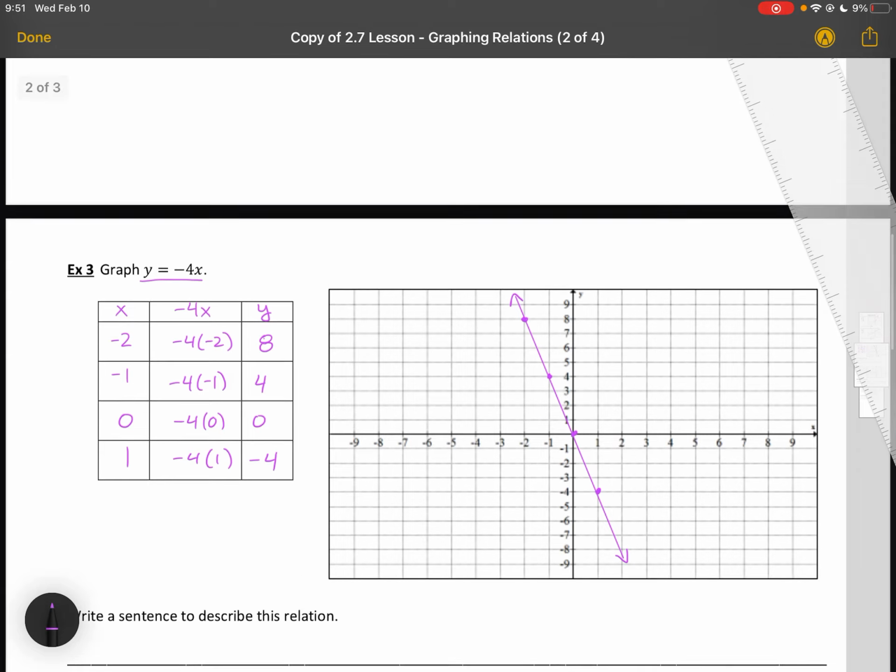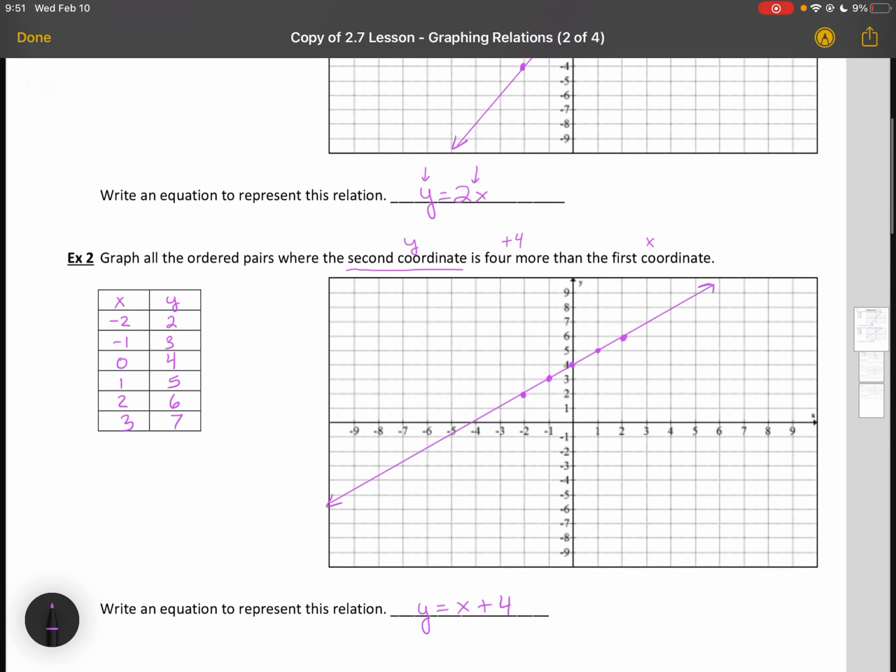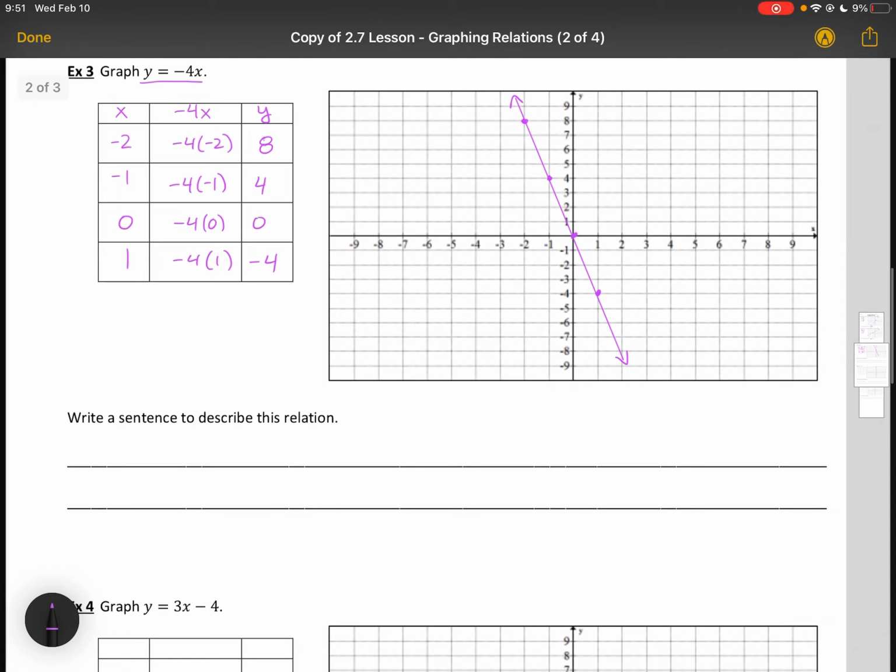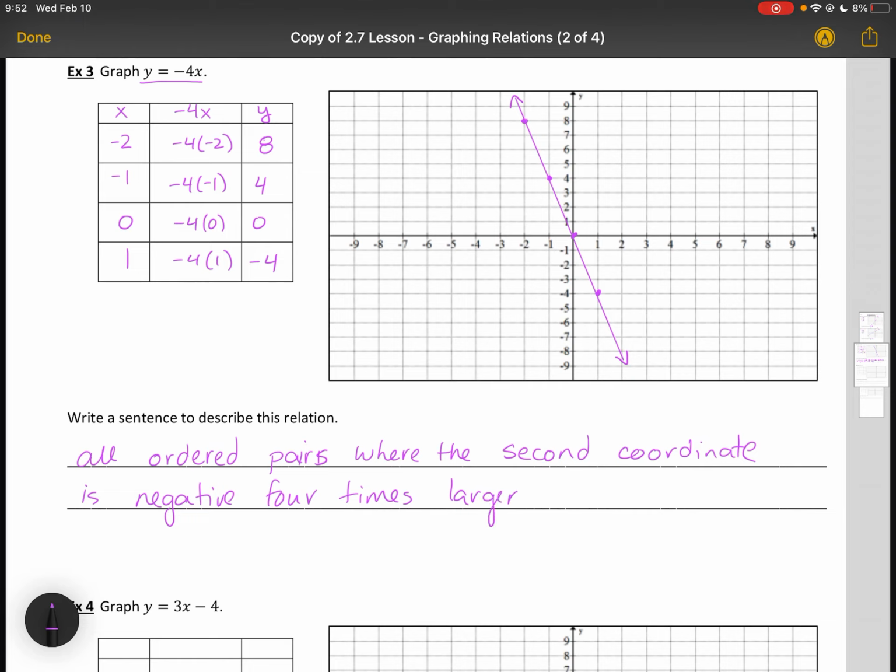Now my sentence to describe this relation, I'm going to model it after what we did up here. Okay. So we could write all ordered pairs where the second coordinate is -4 times larger than the first.